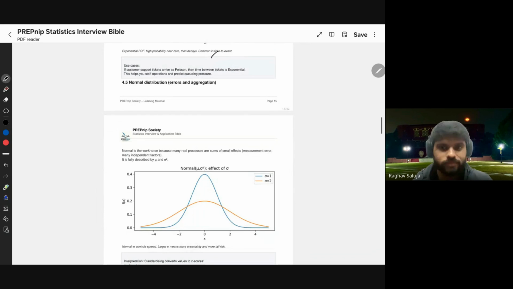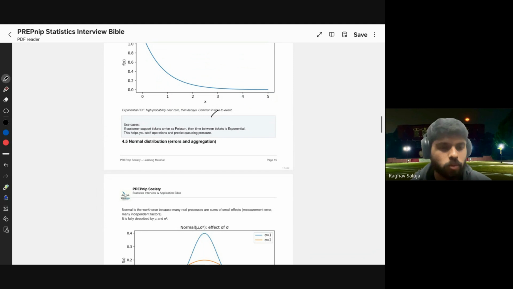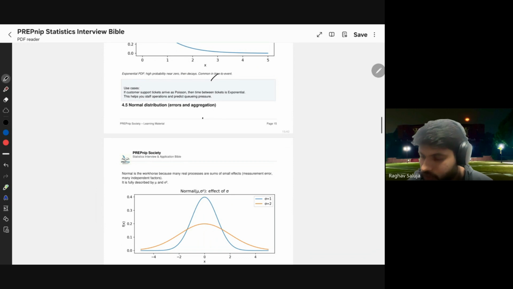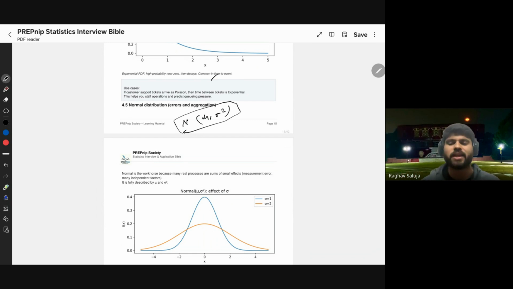I hope exponential is clear now, what it models. Then comes your normal distribution, N(mu, sigma squared). Right? The bell curve. It is symmetric and defined by mean and variance.